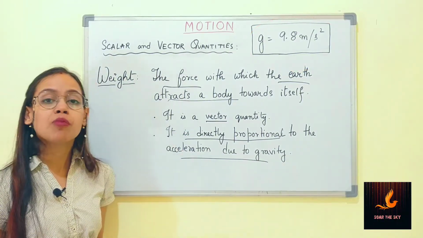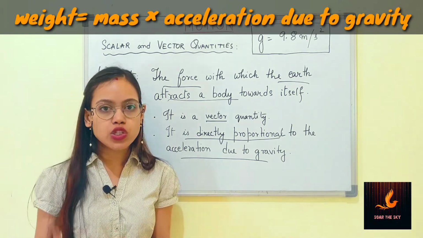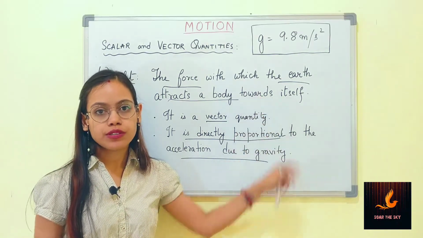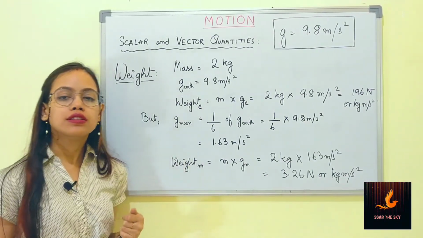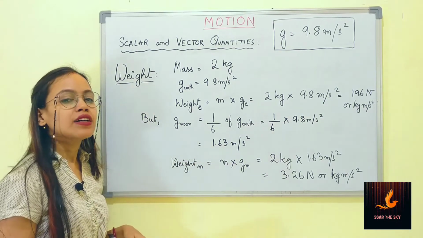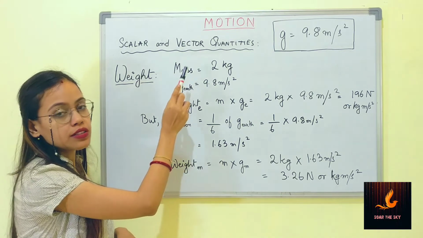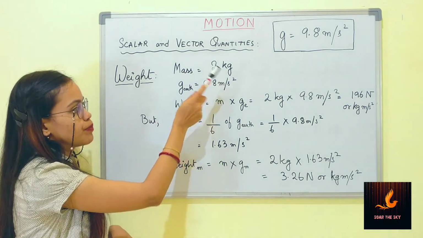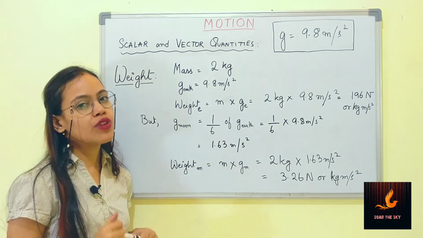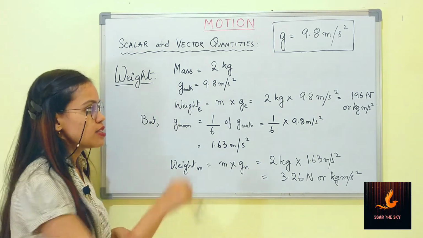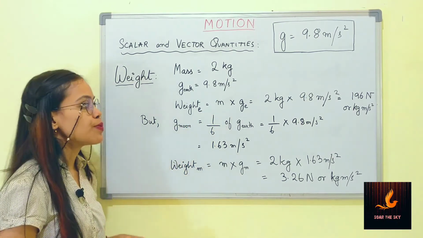So the weight of the body will be calculated as mass of the body into this gravitational force. So unlike mass, weight is not at all a constant thing. Let me explain that to you with the help of a numerical problem. Mass of a body is constant, which is 2 kg, and the acceleration due to gravity on Earth is 9.8 meter per second square, as I have already told you.